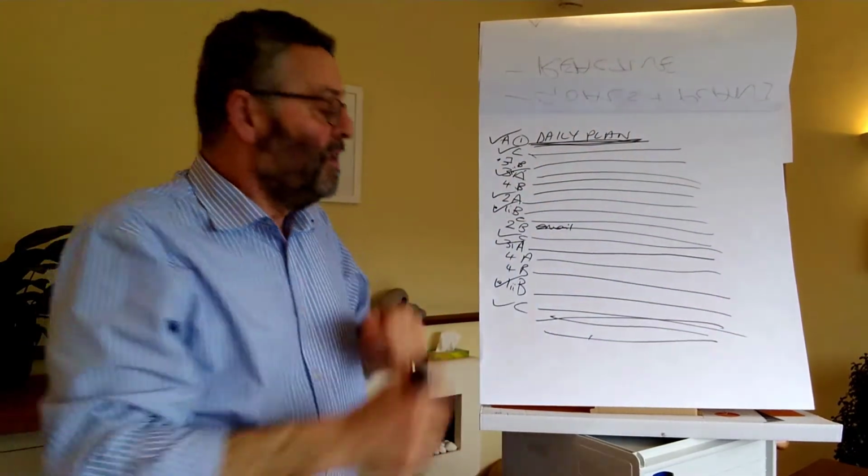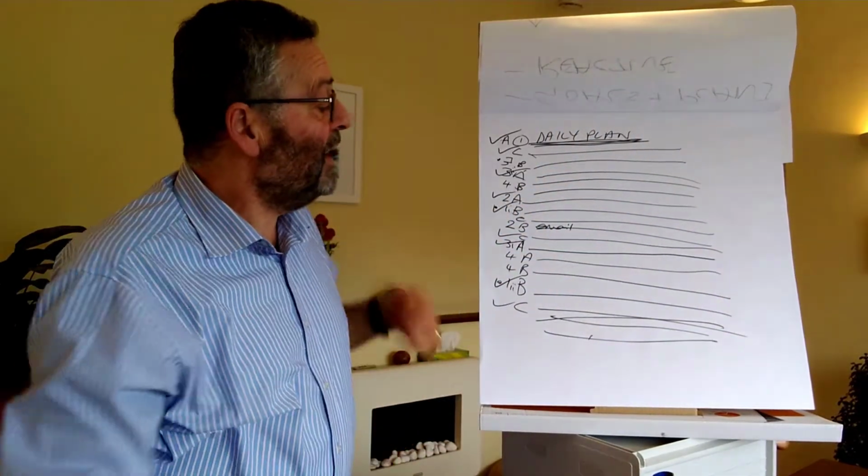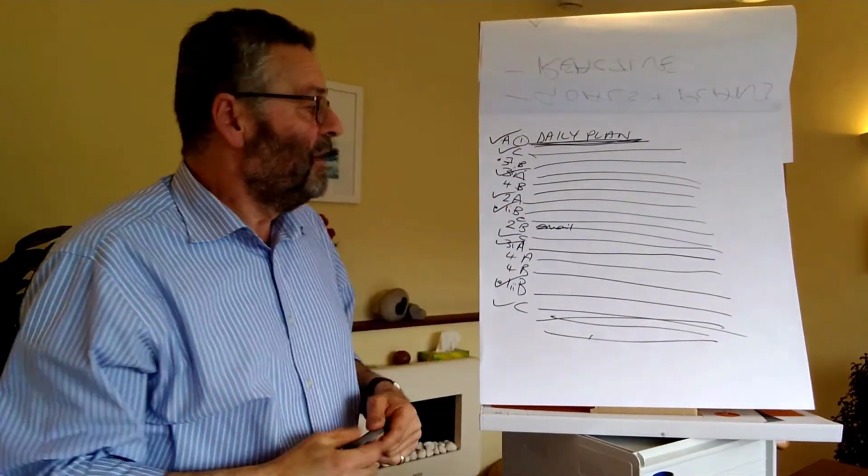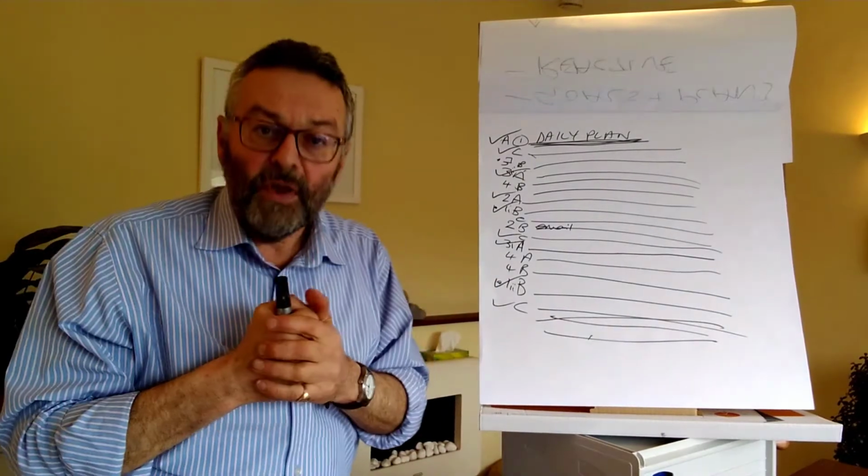Write stuff down. Try and bounce the C's away. Prioritize the B's and make sure that you put the A's in to be done relatively quickly. You're in control of your time.